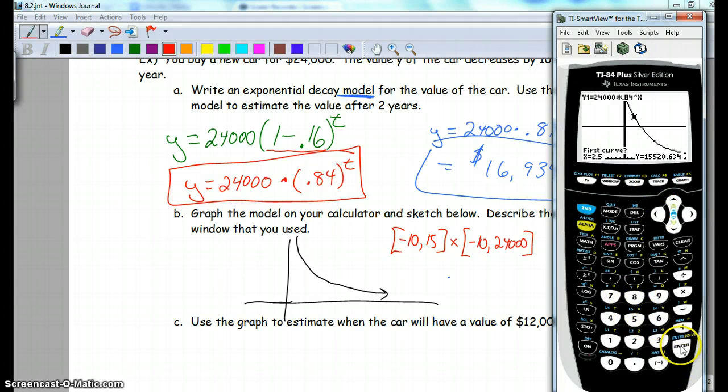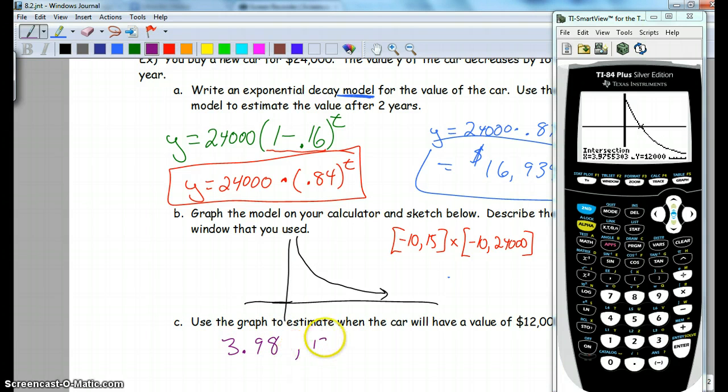Number 5. Now, your calculator is pretty awesome. Just press enter, enter, enter 3 times. And you should get 3.98 comma 12,000. So what does that point of intersection mean?